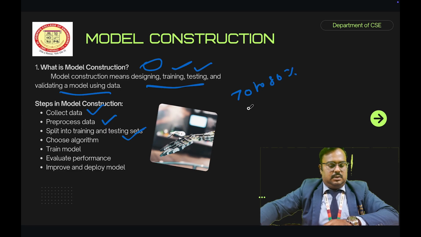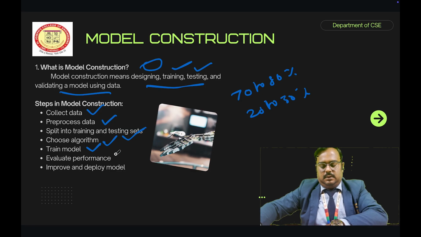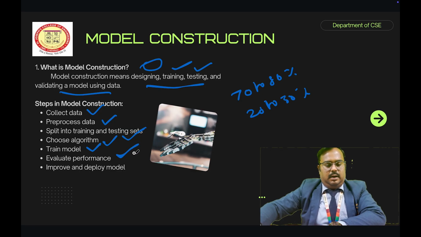So next one is choose algorithm. Here, after the training and testing phases are done, we have to choose the algorithm, which algorithm we want to use in this model to perform. After that we have to train the model, then evaluate performance, and improve and deploy the model. So these all come under model construction.